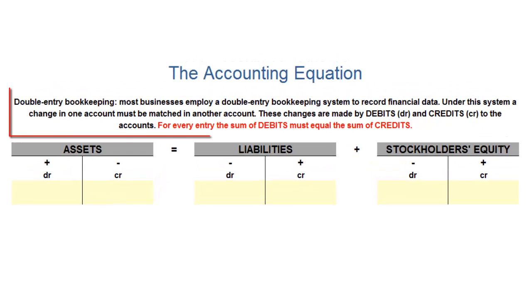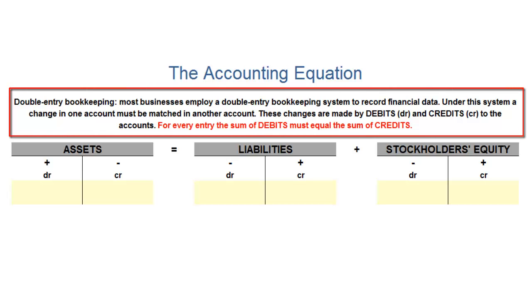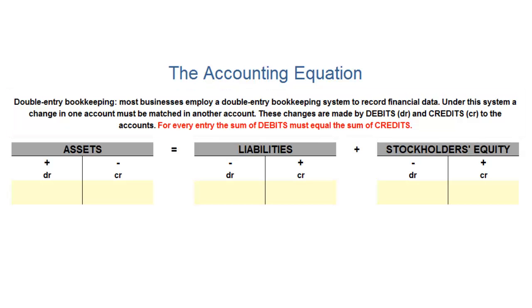Most companies maintain the accounting equation using a double-entry bookkeeping system to record financial data. Under this system, a change in one account must be matched in another account. These changes are made by debits and credits. And for every entry, the sum of debits must equal the sum of credits.